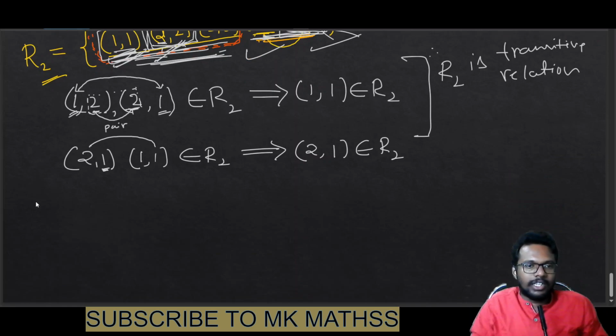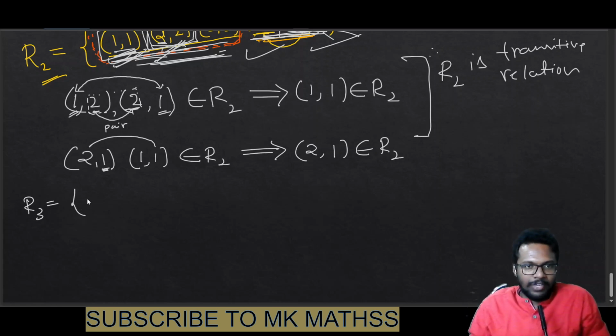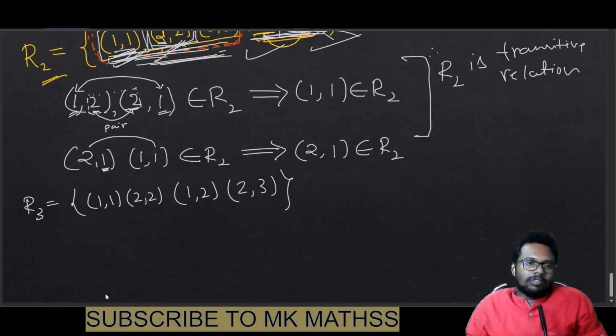So I am trying R3, the last example for a transitive relation: (1,1), (2,2), (1,2) and (2,3). By observing this R3, we can definitely say it is not a reflexive relation, because here (3,3) is missing. We have (1,1) and (2,2), but there is no (3,3).